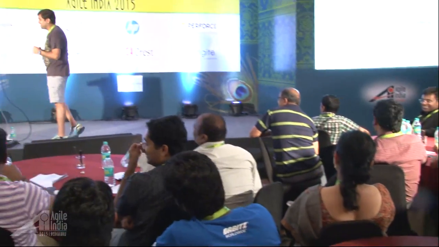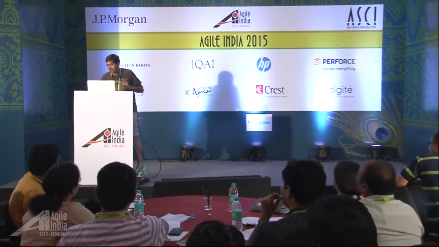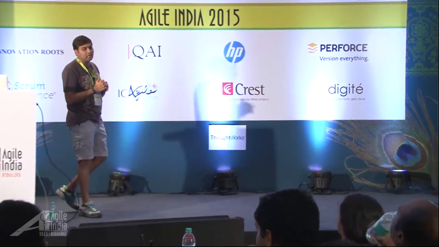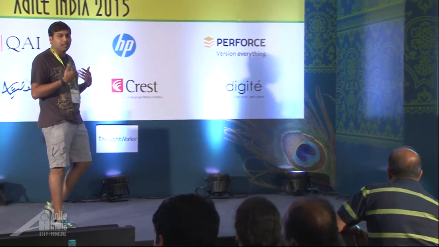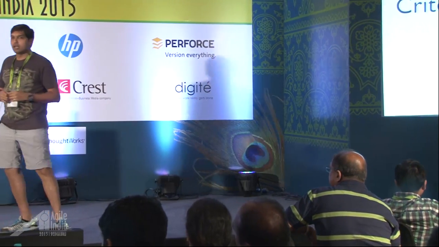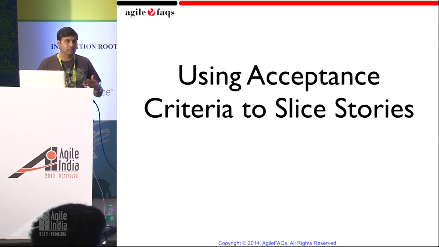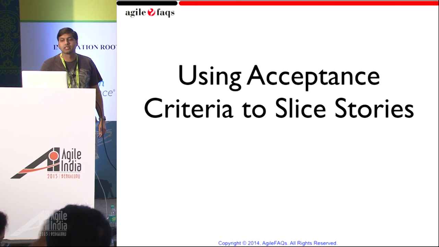I feel guilty because I think I've set you up for this, right? When I said there are 16 stories now, people have started thinking about what all possible things I can do. So I apologize for setting you up. I'm going to talk about one specific technique that I find useful, which is basically using acceptance criteria as a way to slice the story. So let's talk about how I would go about it, so we can compare with what we came up with.